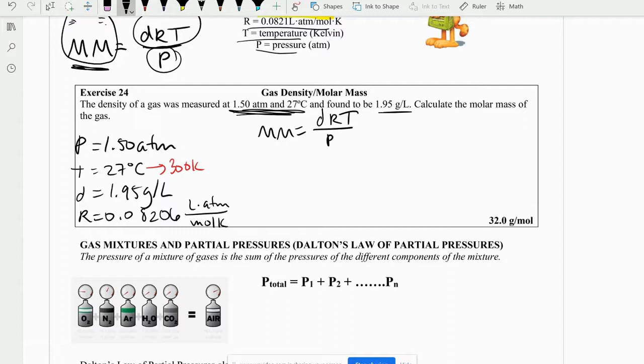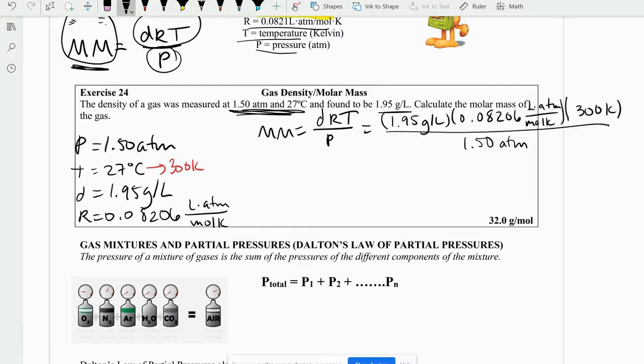Okay, now we plug and chug. There's all of our values plugged in. Let's cross cancel units. Okay, what do you have remaining? Take a look real quick. You should have grams and moles remaining as your unit. And actually, when we do molar mass, it's grams per mole. So hopefully that makes sense.